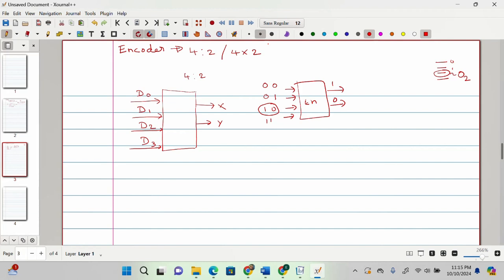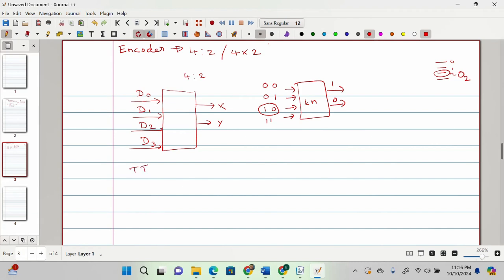In encoder circuits, only one high-level input is available. Whether you give 4 inputs or 8 inputs, only one input is high and the remaining inputs are all 0. Based on that, we generate the outputs X and Y. Clear? Now I am going to write one example's truth table.